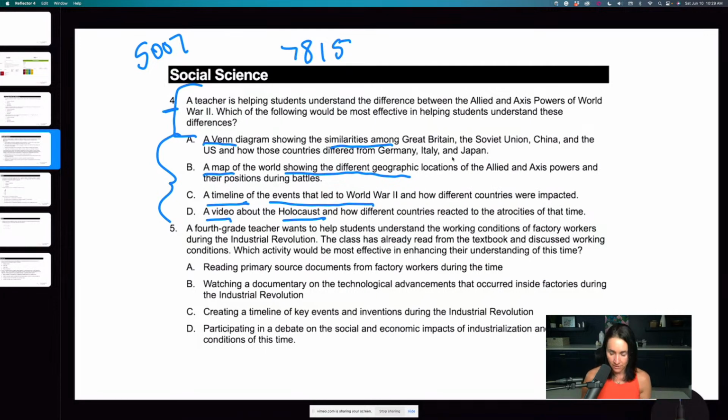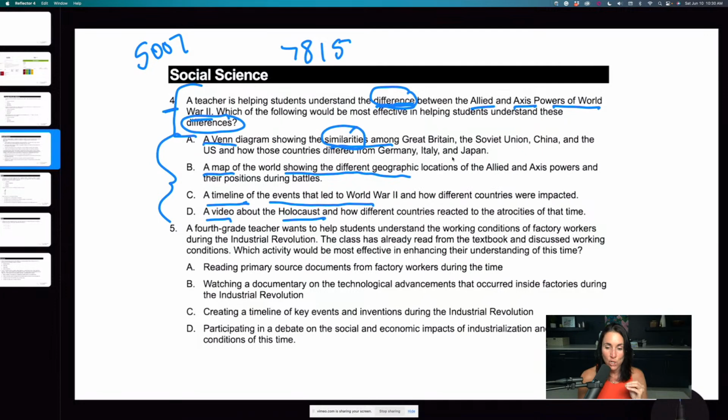So it says a teacher is helping students understand the difference, keyword here, between Allied and Axis powers of World War II. Which of the following would be most effective in helping students understand these differences? Again, differences. Well, what do we do when we talk about differences, similarities? We're talking about a Venn diagram, right? Now, we have the word difference here, and I have the word similarities here, but let's read the answer choice. A Venn diagram showing the similarities among Great Britain, the Soviet Union, China, and the US.